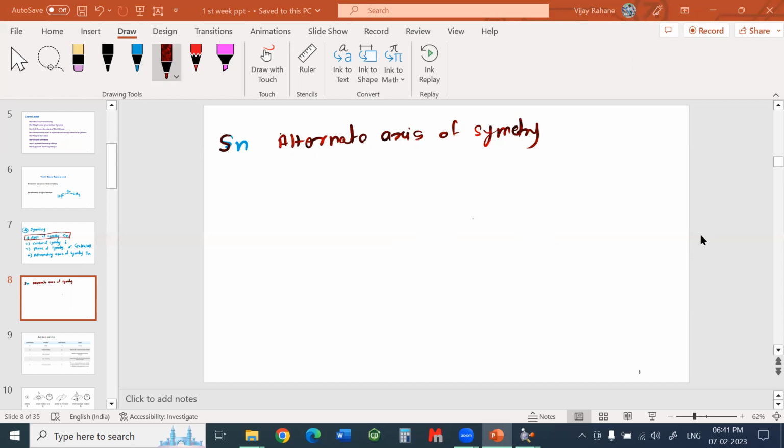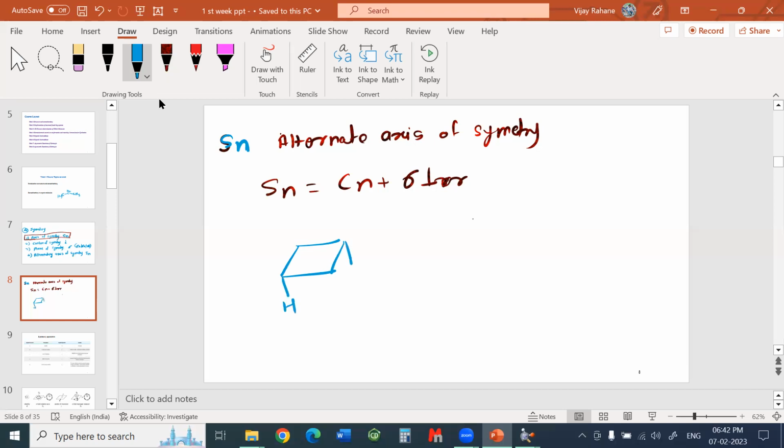Alternating axis of symmetry. This alternating axis is the combination of two different elements of symmetry. This Sn is equal to Cn plus sigma perpendicular. What does it mean? With the help of an example, let's take a simple example. Suppose here is the hydrogen. Draw it perfectly.